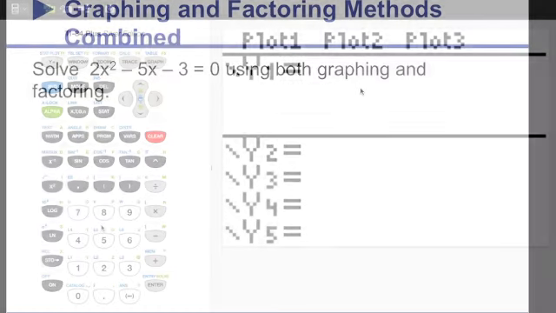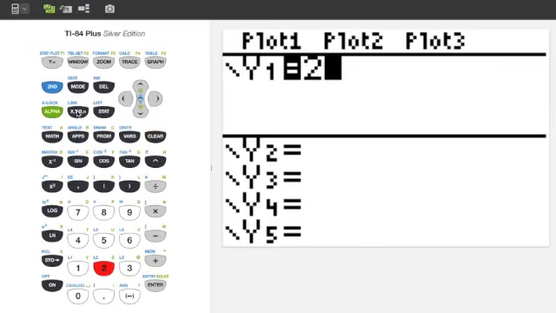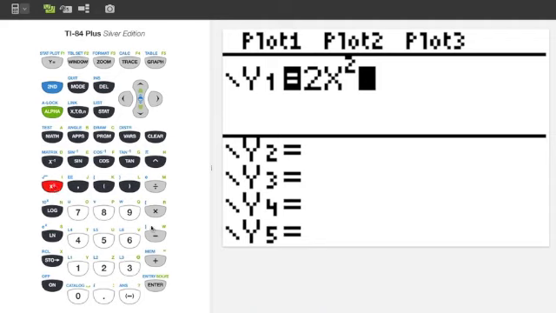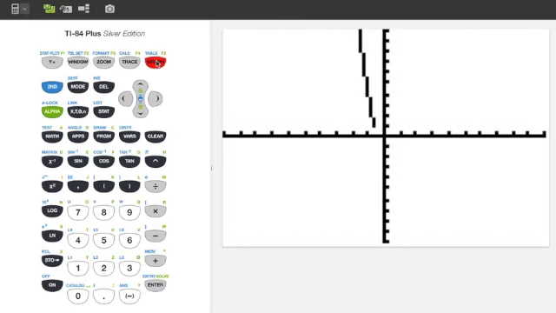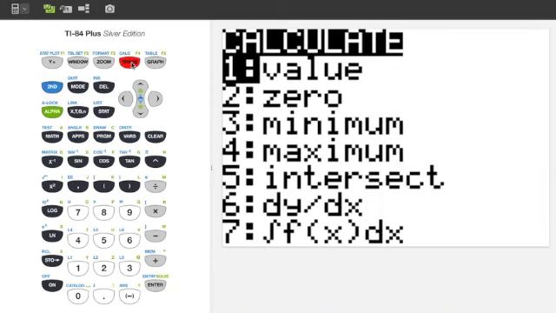Let me show you how to use the calculator to graph 2x squared minus 5x minus 3. And graph that. This is on a standard window. It appears that we have an intersection here. Let's go to second, trace, which is calc. We want to find a 0.